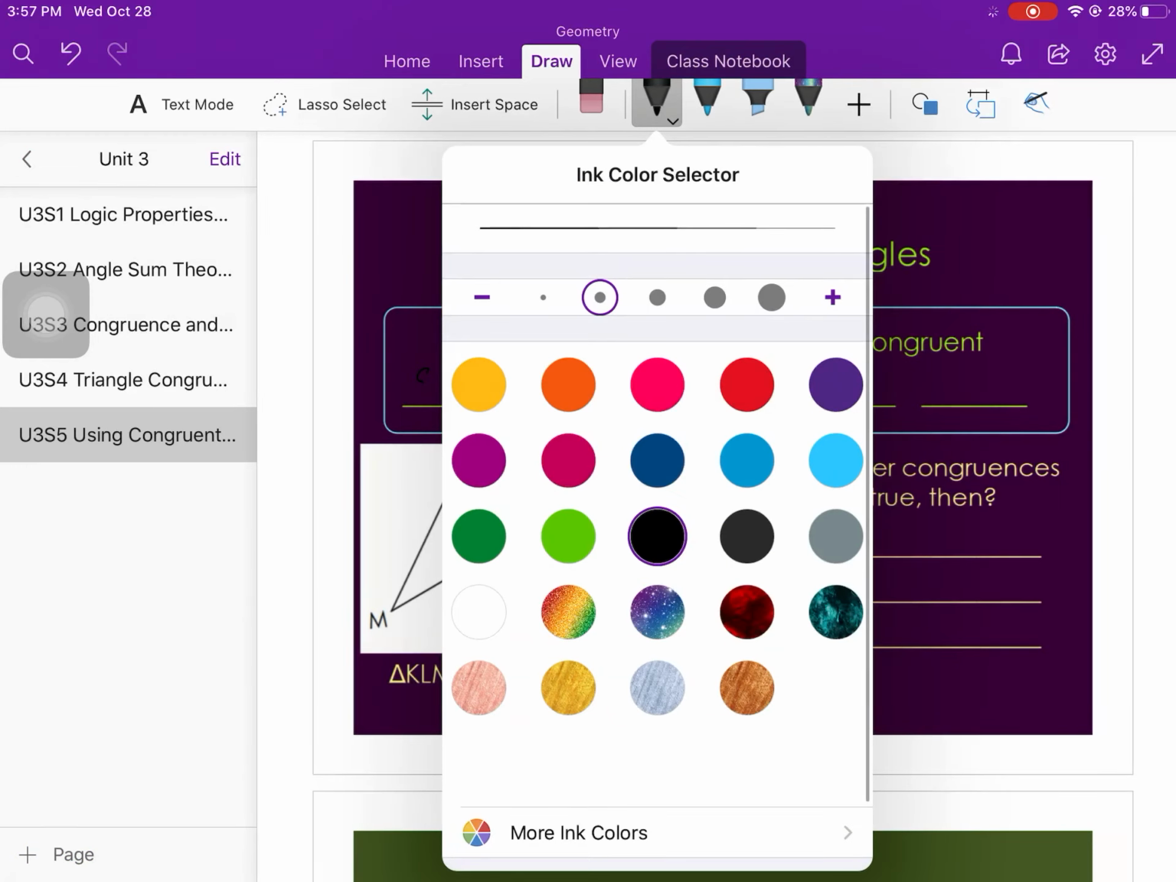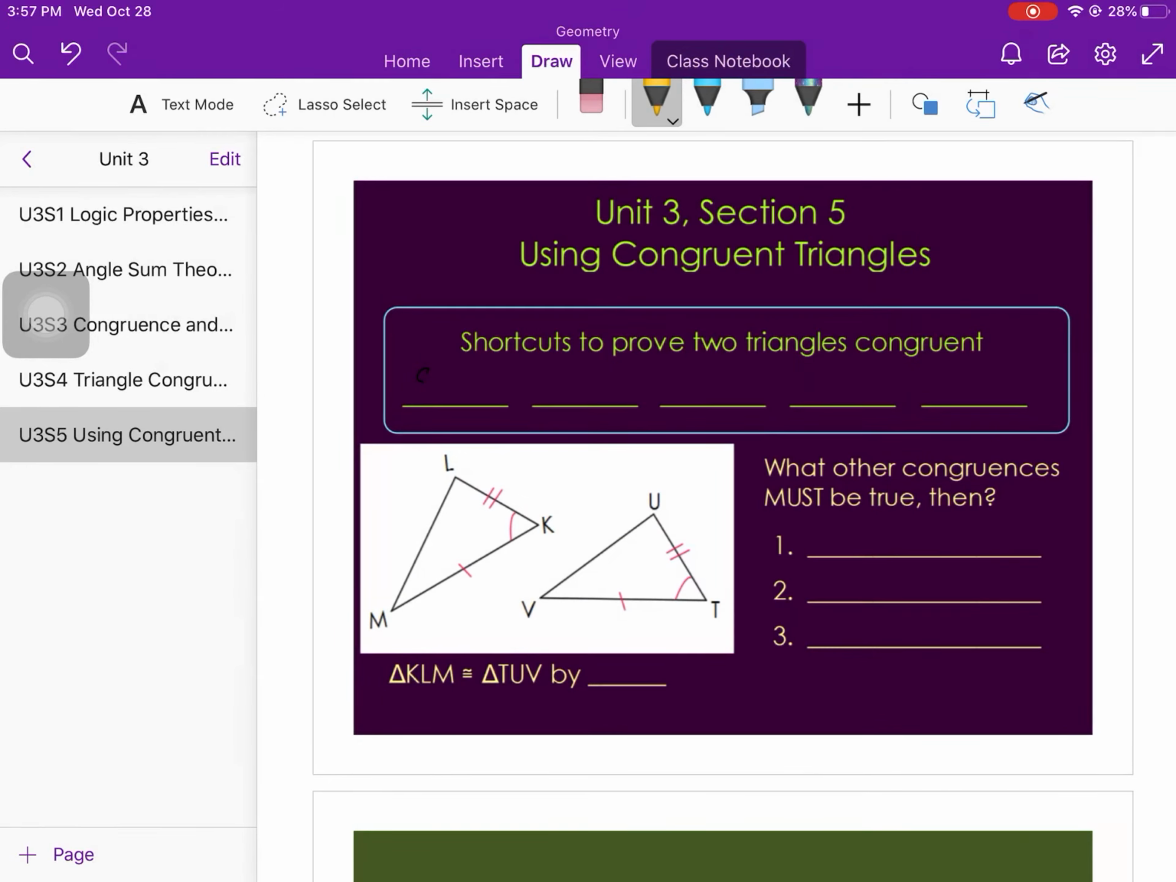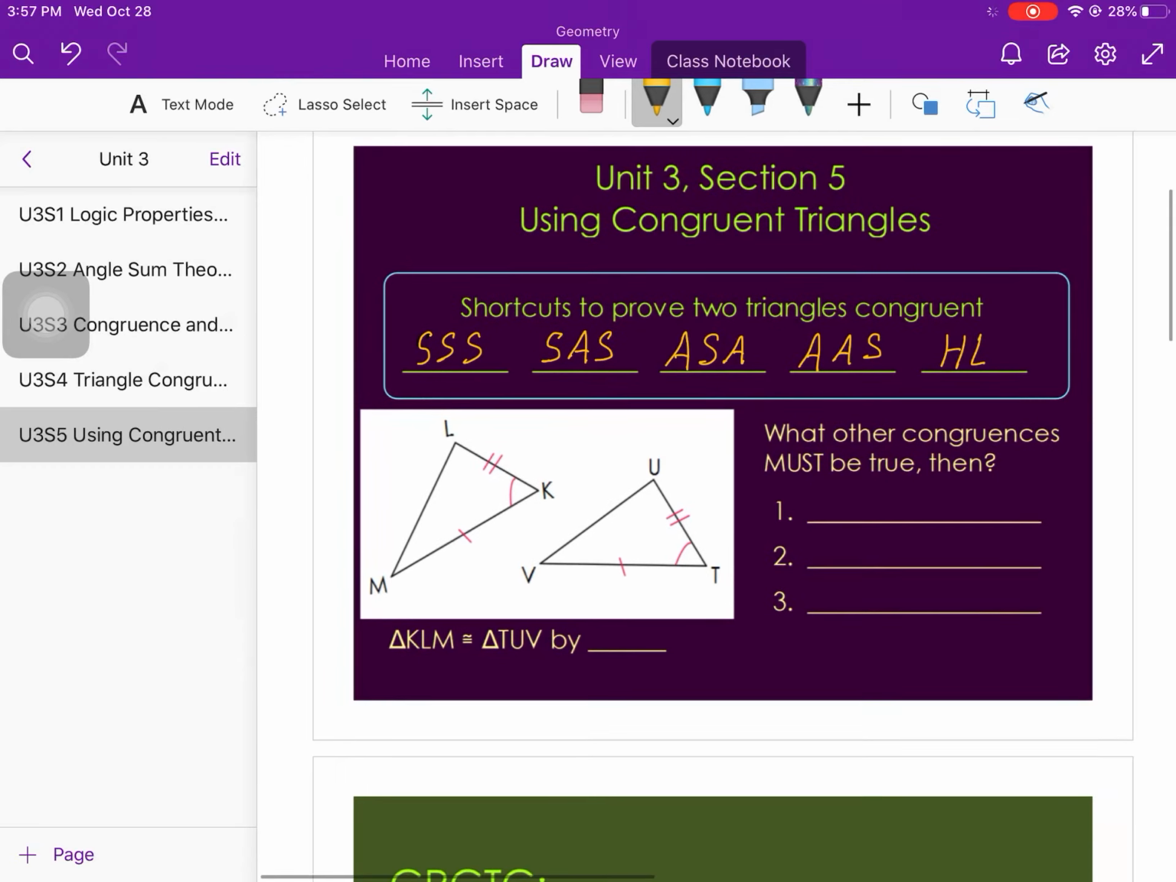So remember the shortcuts are, well, let me change my color here. We have side, side, side. We have side, angle, side, angle, side, angle, angle, angle, side. And the last one is that special one for right triangles, which is hypotenuse leg.